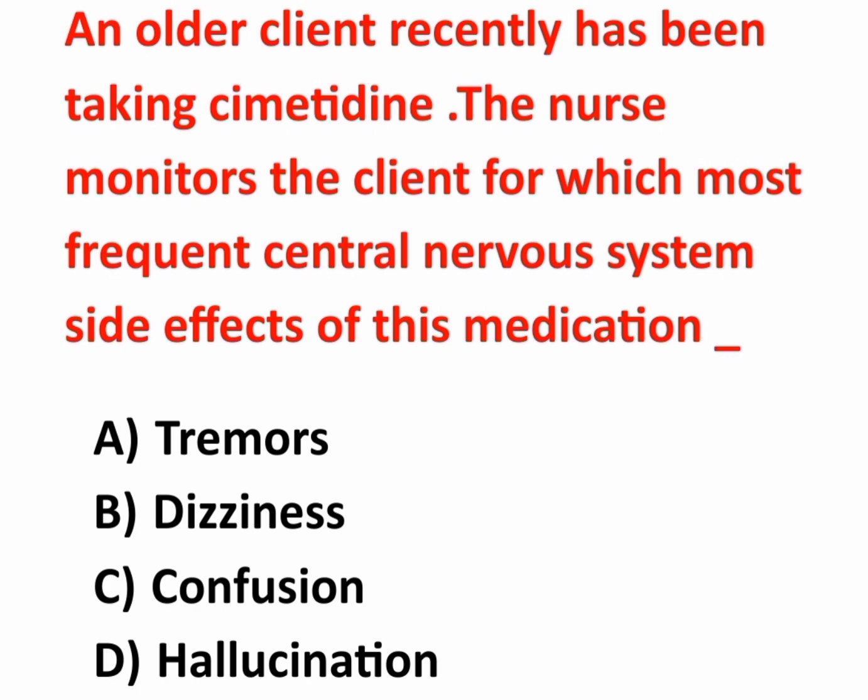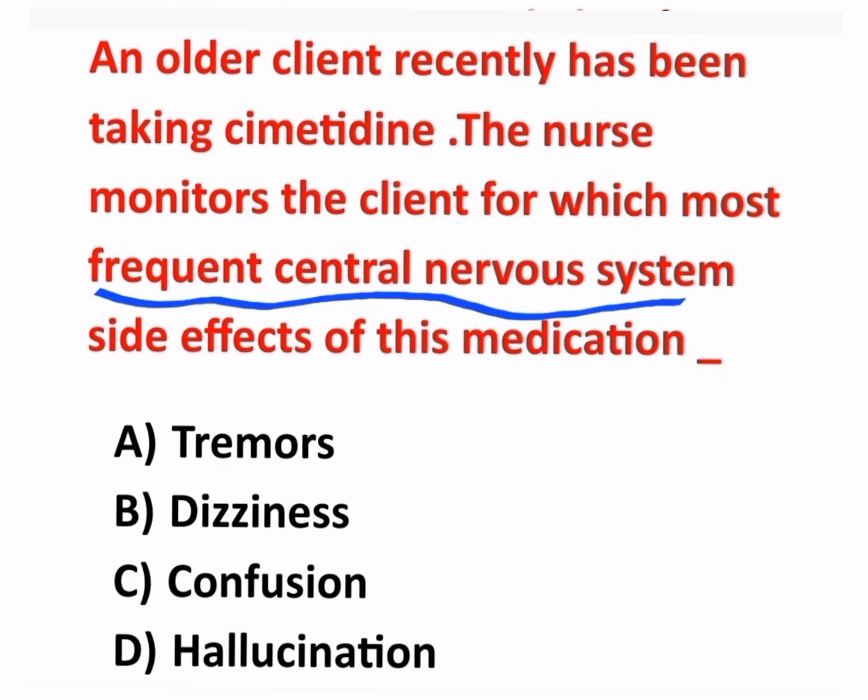In this question, an older client is taking cimetidine. Cimetidine is an example of an H2 receptor antagonist. So the patient is taking cimetidine and the nurse is monitoring that patient, and which is the most frequent central nervous system side effect for this medication?